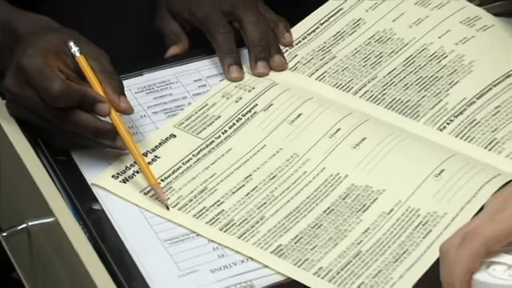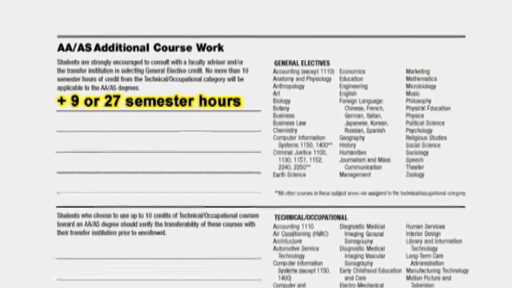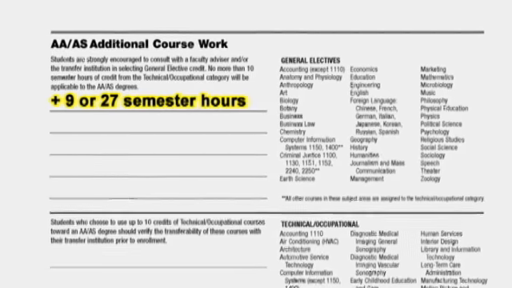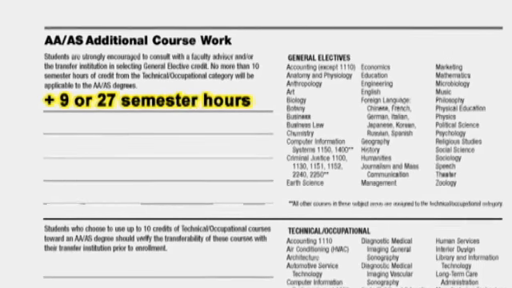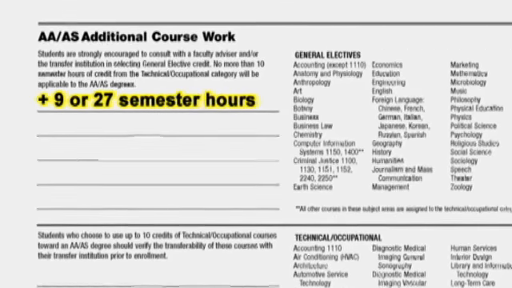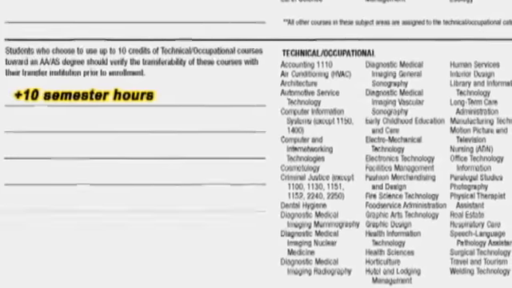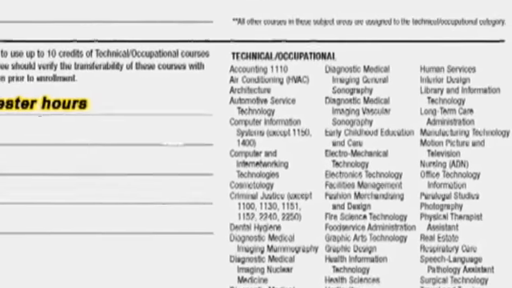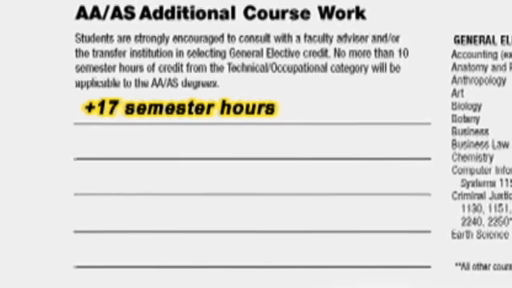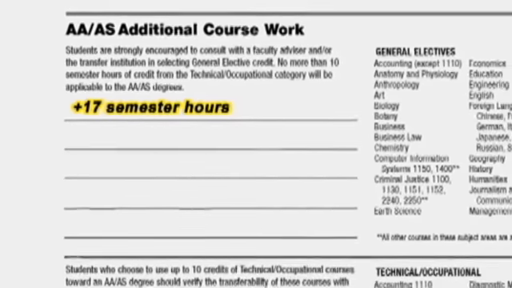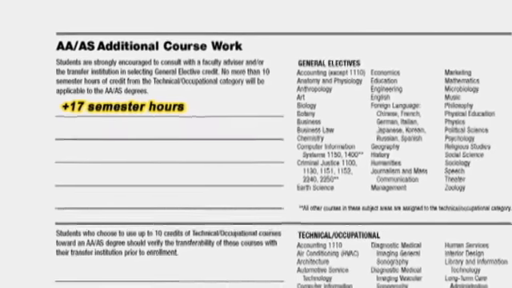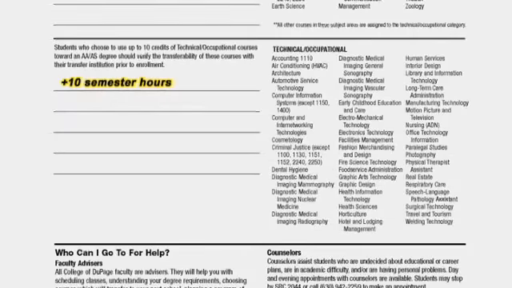For our example of an Associate's in Arts degree, additional coursework totals 27 semester hours, or about 9 courses if each class is worth 3 credits. Please be advised that out of 27 semester hours of additional coursework, 10 semester hours may be taken from the technical occupational section. If you choose to take 10 semester hours from this area, you must take the remaining 17 semester hours of additional coursework, also known as general electives. It is not required for you to take 10 semester hours from this area.